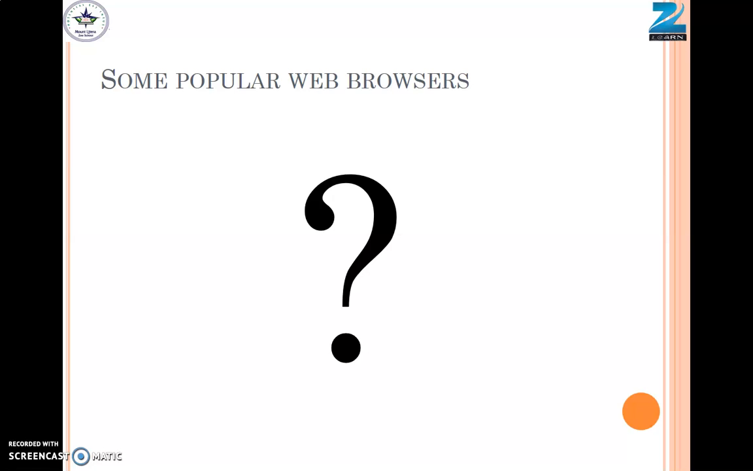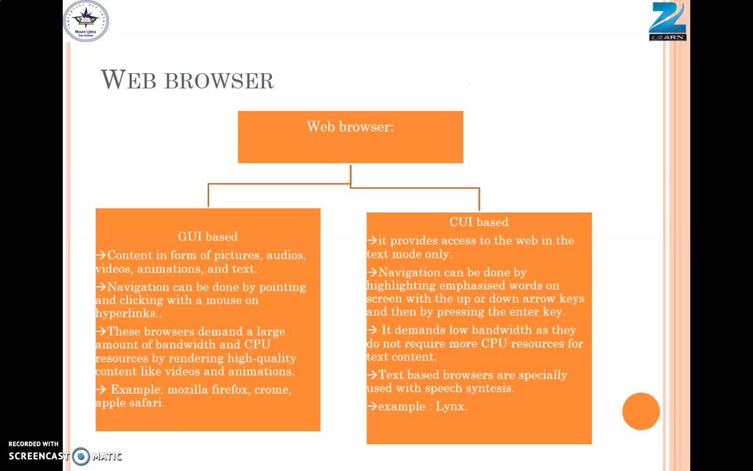Some popular web browsers. All of you know that. Just guess how many web browsers you are using and mention it. There are two different types of web browsers, GUI based and CUI based. GUI means graphical user interface, CUI means character user interface.